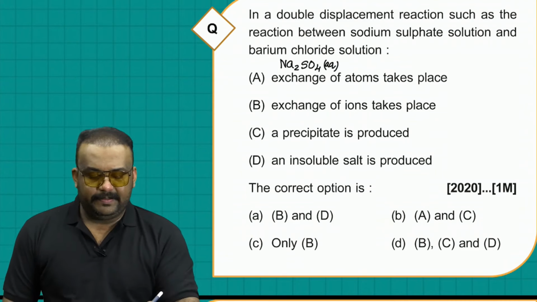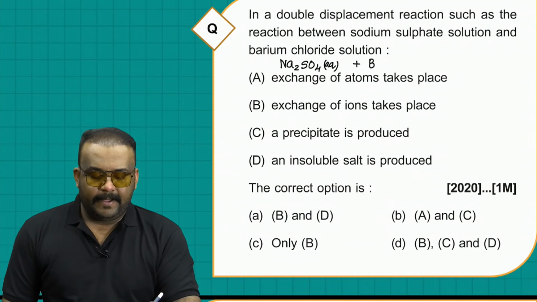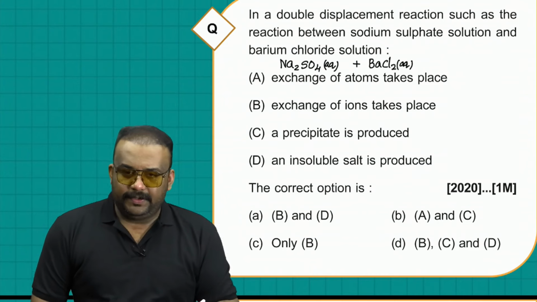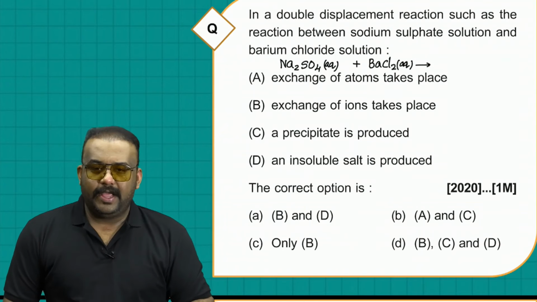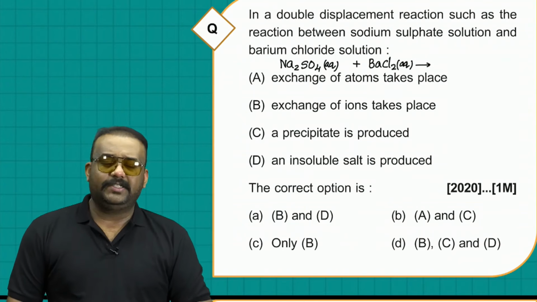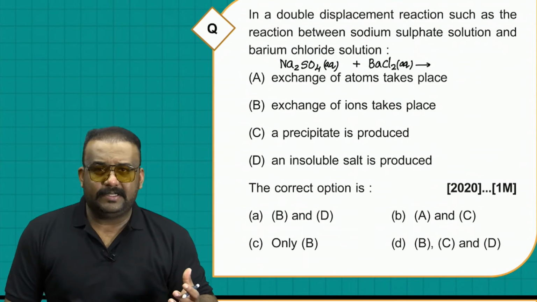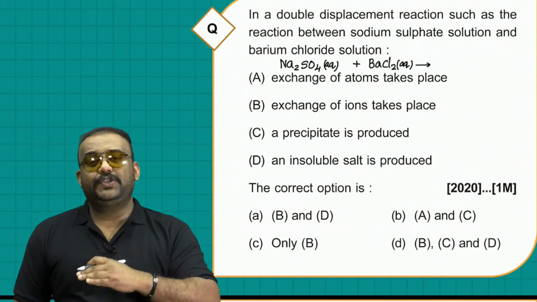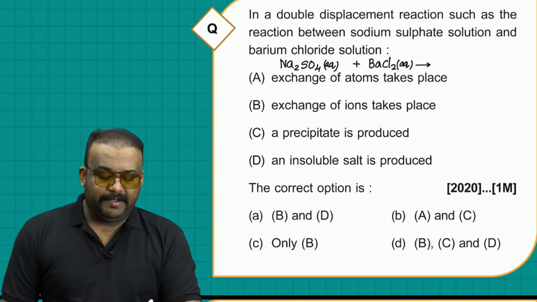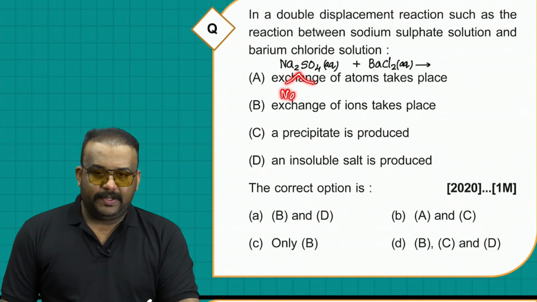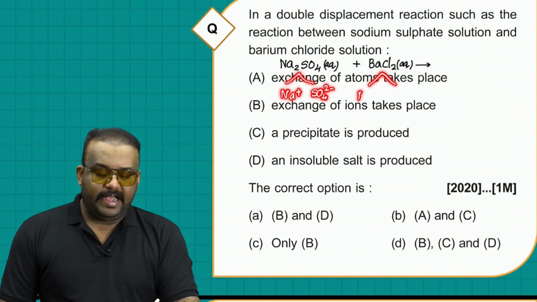So an aqueous solution of sodium sulfate is mixed with barium chloride solution. Again, barium chloride is also in the form of solution, so it's an aqueous solution. It is going to undergo a double displacement reaction. You guys know that a double displacement reaction happens when there is a mutual exchange of ions taking place, correct? What does mutual exchange of ions mean? In sodium sulfate, you guys know that there are Na plus ions and sulfate ions. And in barium chloride, we have barium ions and chloride ions.